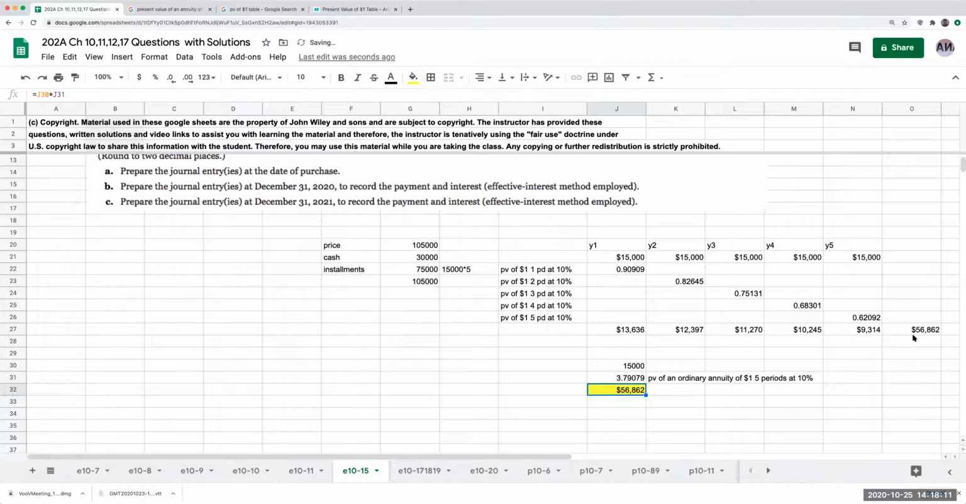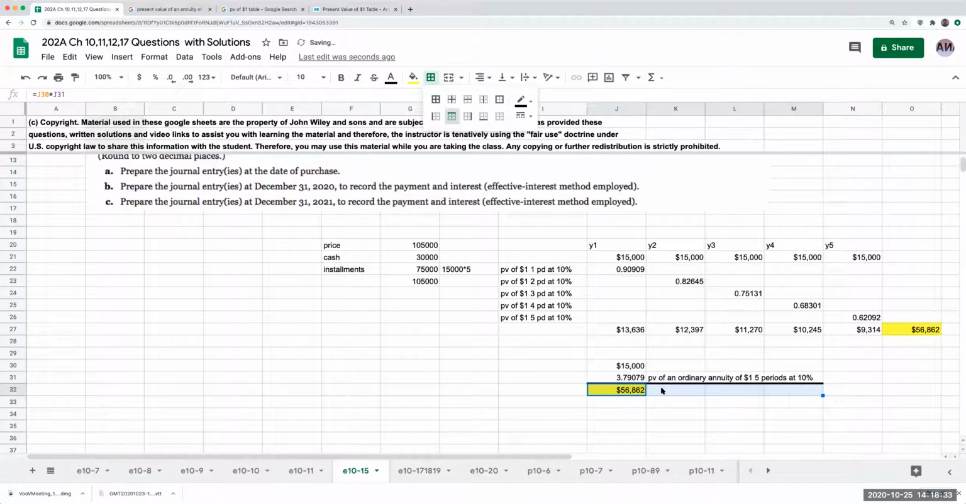So if you are given one of these problems, what you always want to remember is that if the payment stream is the same, I'm going to take one of the payments, multiply it by the annuity table, and that's going to tell me my present value right over here.